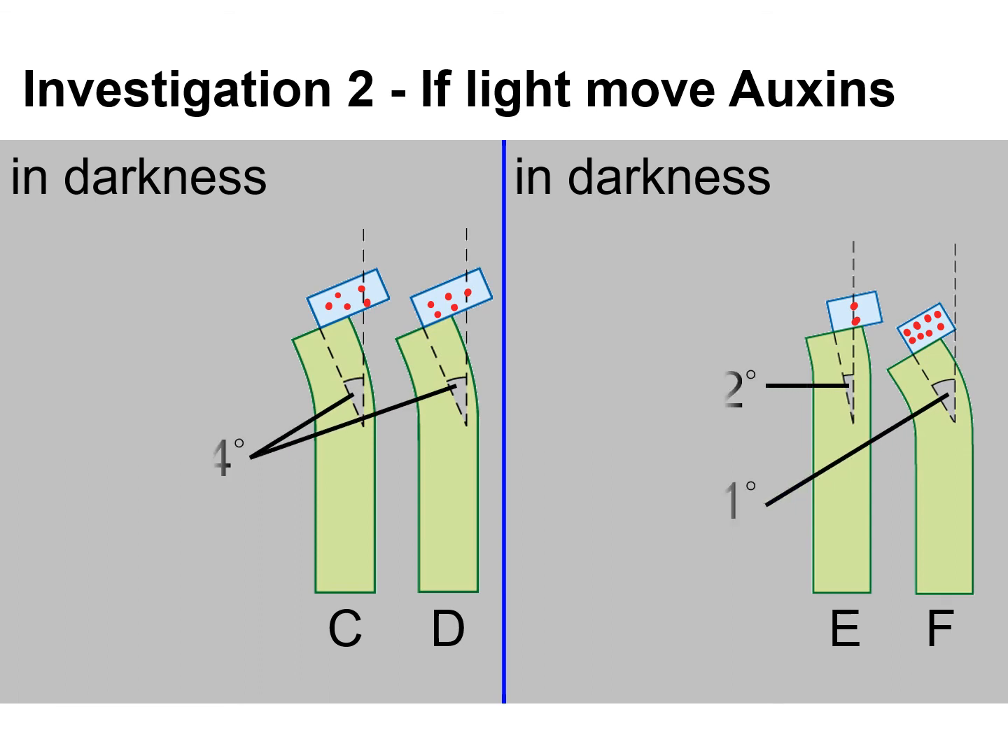In setup C and D, it has the same degree of bending. This is because in the agar in C and D, they have the same auxin concentration. Therefore, they show the same degree of bending. In setup E, it has a lower auxin concentration, so it has a smaller bending degree. In setup F, it has a higher auxin concentration. Therefore, it has a greater degree of bending.